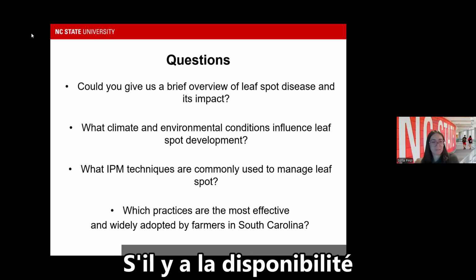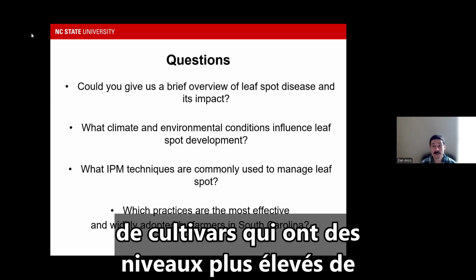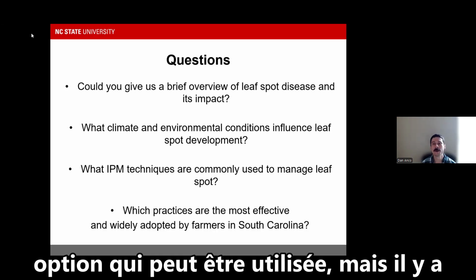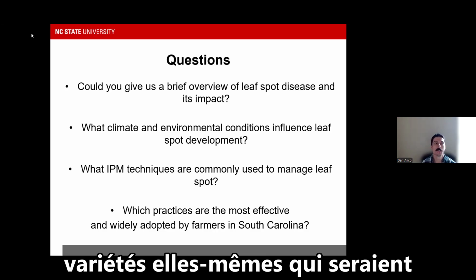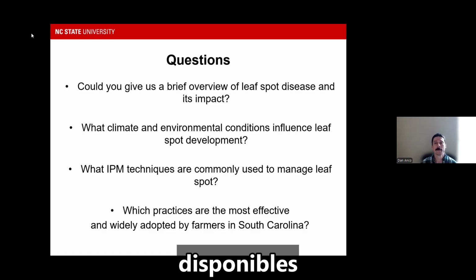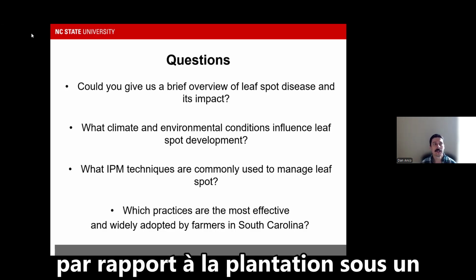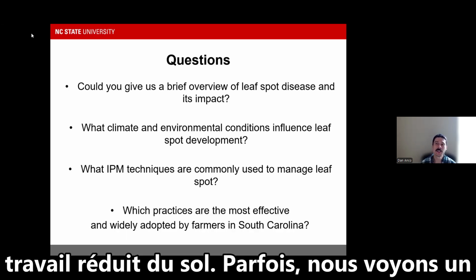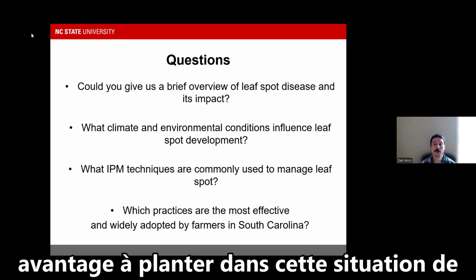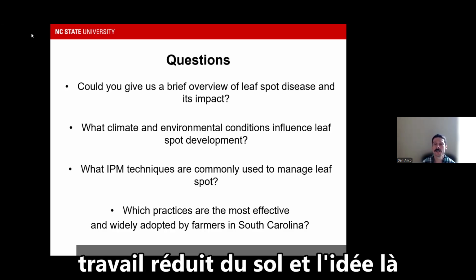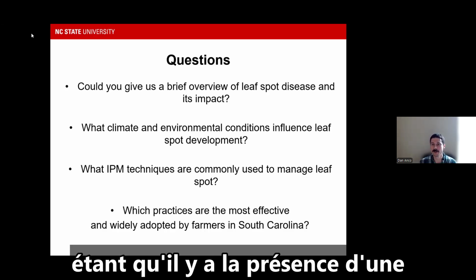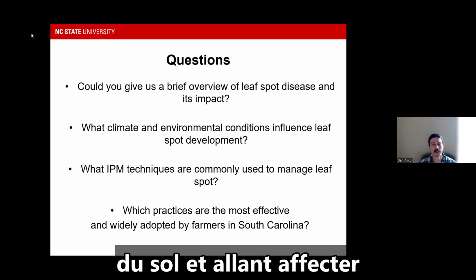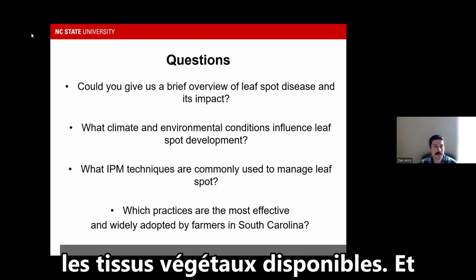If there is the availability of cultivars that have higher levels of resistance, of course, that's a great option that's able to be used, but there are different limitations as far as which varieties themselves would be available. Compared to planting under a conventional tillage situation or a strip tillage into a reduced tillage situation, sometimes we see a benefit planting into that reduced tillage situation. And the idea there being the presence of a cover that helps to interfere with the dissemination of those spores coming from the ground and going into affecting the available plant tissues there.